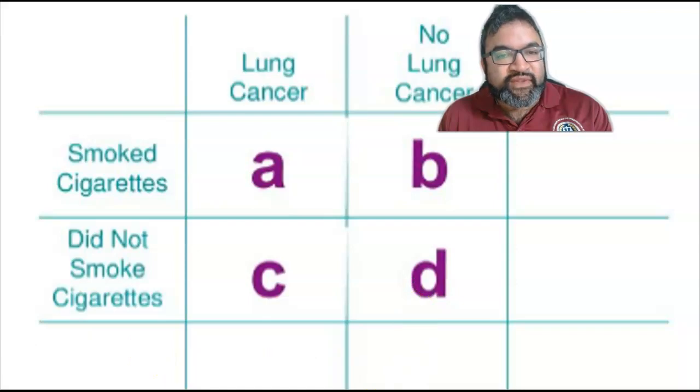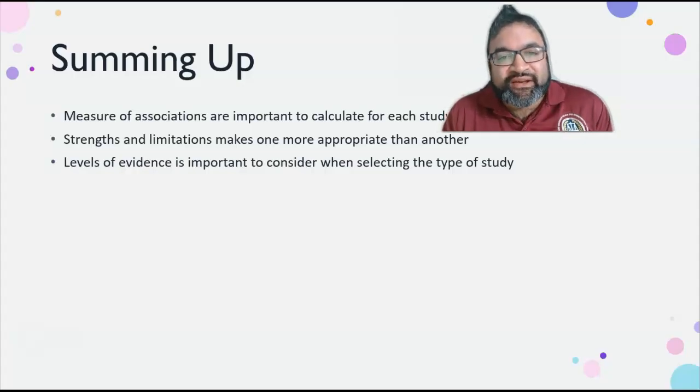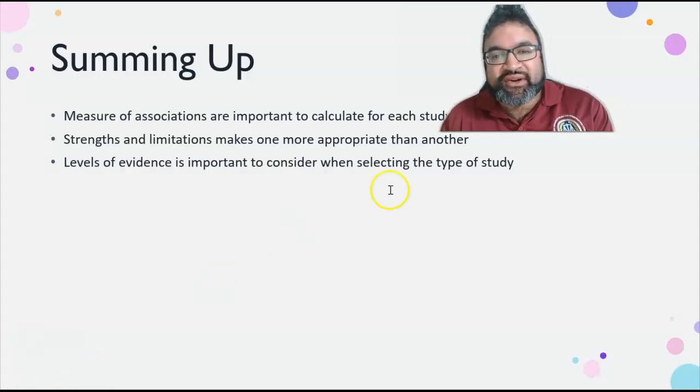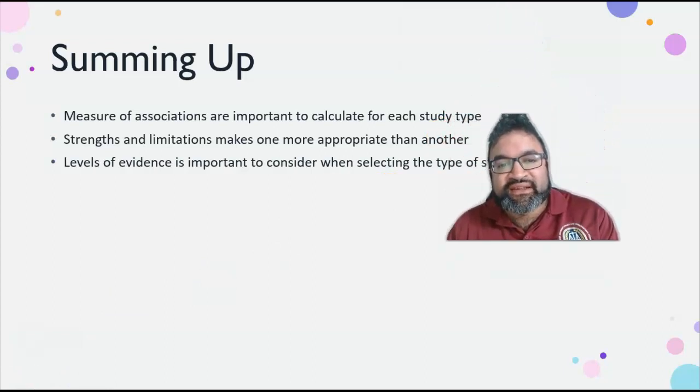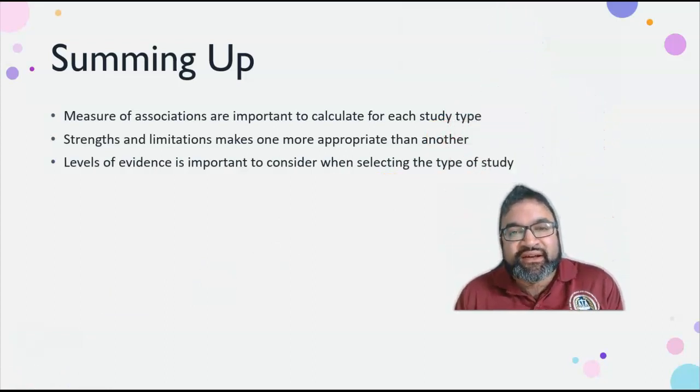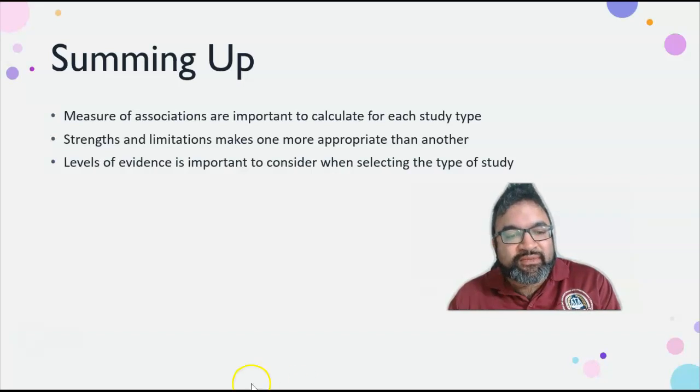So summing this all up, measures of association are important to calculate for each study type. Strengths and limitations make one more appropriate than the other. And the levels of evidence is important to consider when selecting the type of study. I hope this has given you a brief synopsis.